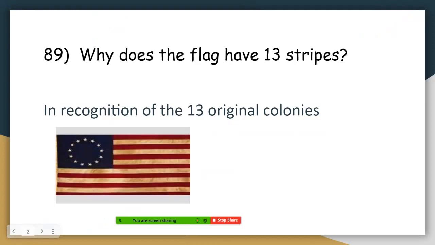So question 89, why does the flag have 13 stripes? That answer is in recognition of the 13 original colonies. Although early American flags did originally start out trying to add one stripe for every state, we did have a flag with 15 stripes, but later flag codes normalized it at 13.